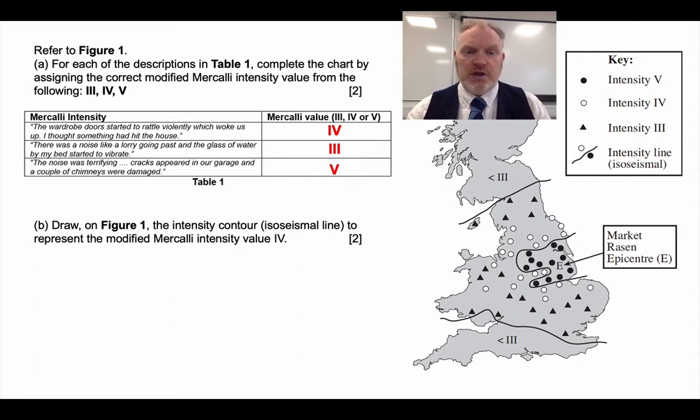I then ask you to draw in the isoseismal line to show the Mercalli intensity of 4. So really what we're looking to do here is to draw a line separating out the 3s and the 4s. So if we draw that in, there we go. Okay. One mark for getting that mostly right. The second mark is for that little kink in the line there you can see in around Wales, or around North Wales.